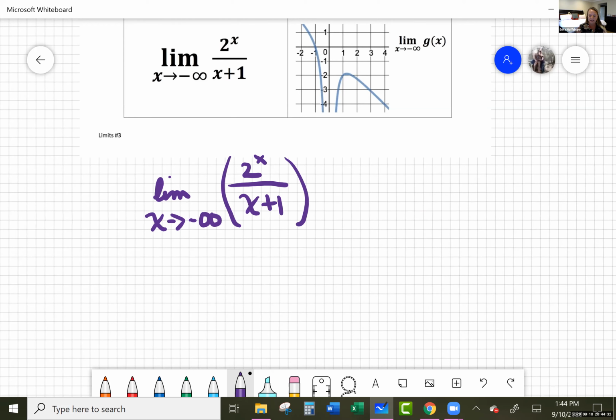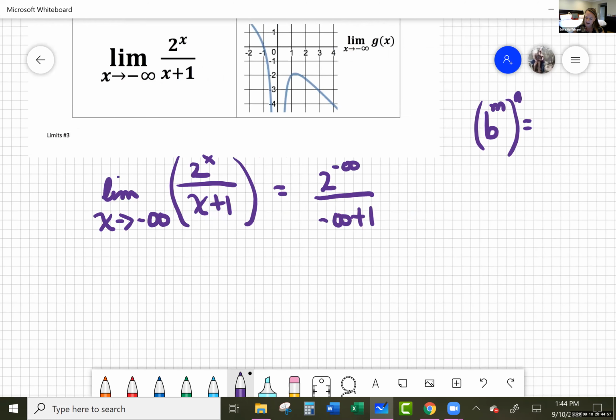So notice when we plug in negative infinity for x, this would give me 2 raised to the negative infinity all over negative infinity plus 1. Let's use rules of exponents to manipulate this. Power to power is multiplication, so I'm going to go backwards. Instead, I'm going to take the multiplication and rewrite it. I can think of this as 2 to the infinity times negative 1, all over negative infinity plus 1.